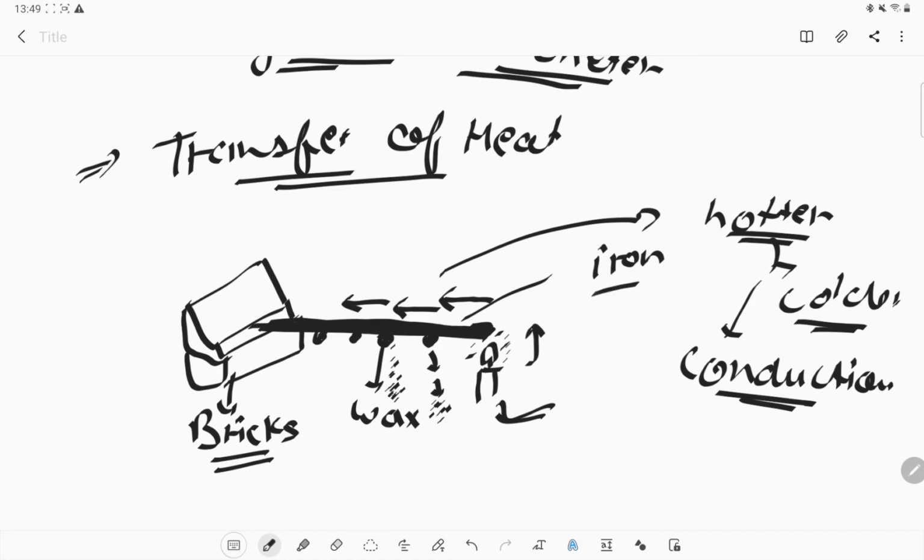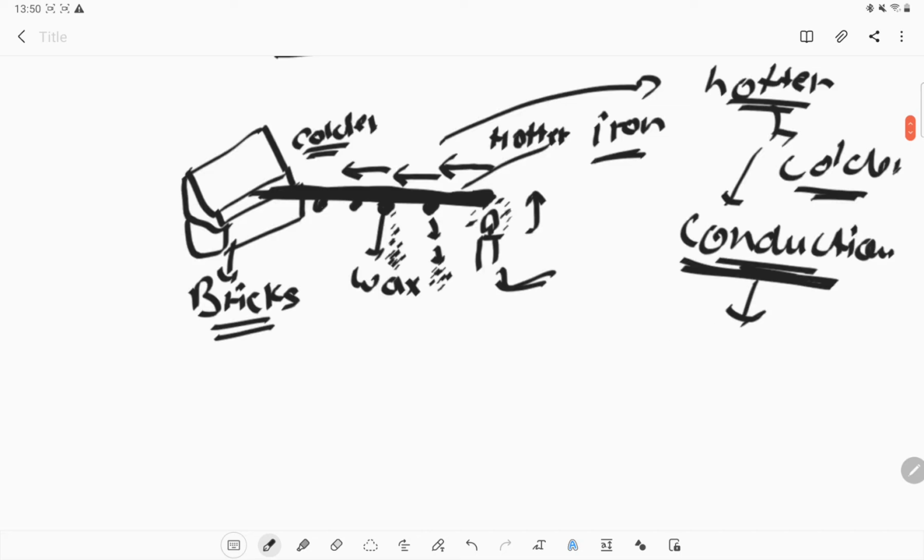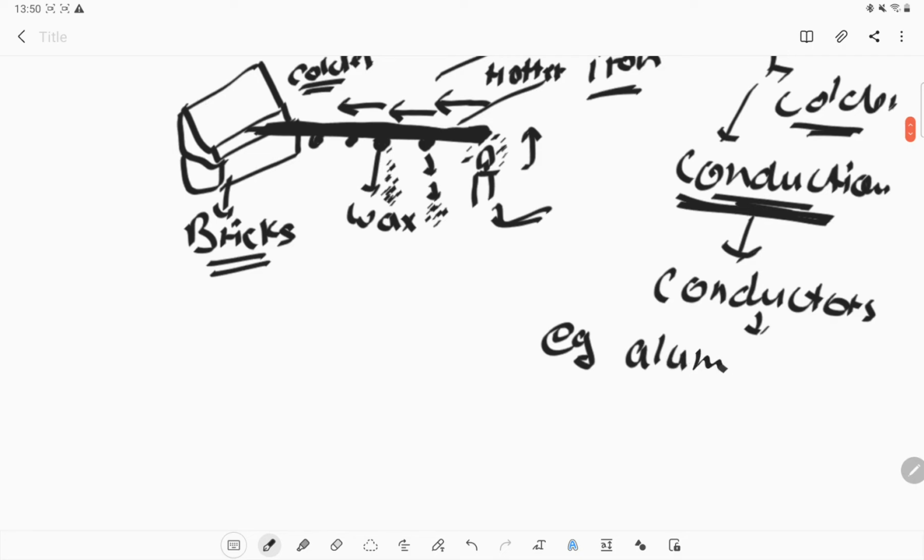Normally the iron rod is conducting the heat, so that it travels from the hotter portion to the colder portion, and that process is known as conduction. The object or material which allows heat to pass through it is known as a conductor. So these are conductors. What are examples of conductors? These are like aluminium, iron or copper.